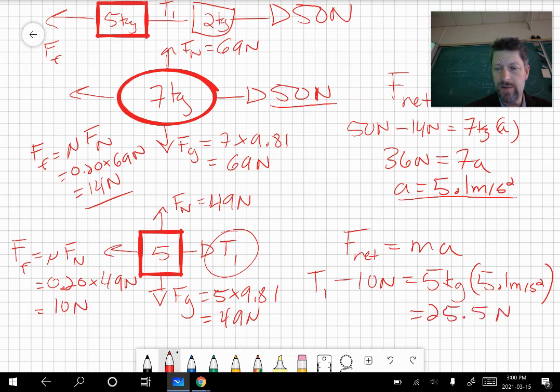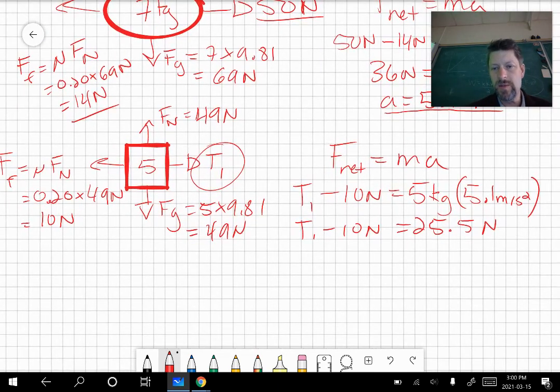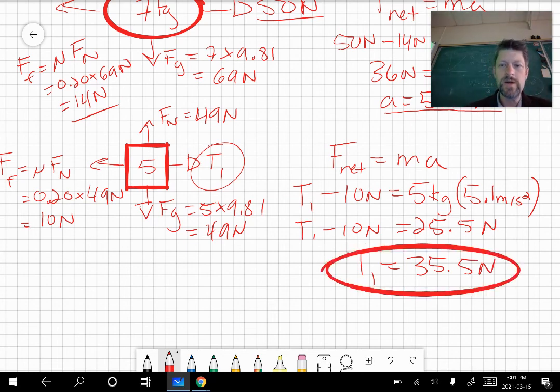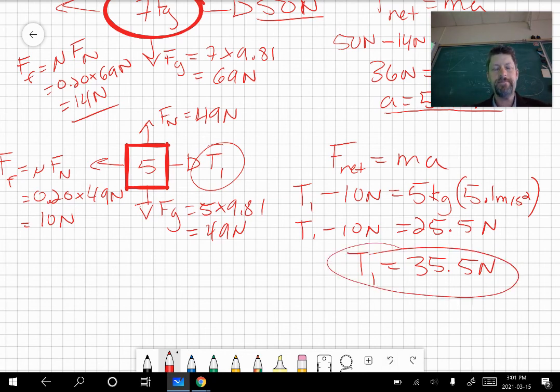25.5 newtons on this side. T1 minus 10 newtons on that side. You're going to have to move it over. And it's going to become plus 10 on the right side. And you're going to get T1 equals 35.5 newtons, or you could round your answer to 36 newtons. This is how we find tensions in strings when masses are being pulled along with strings attaching them.